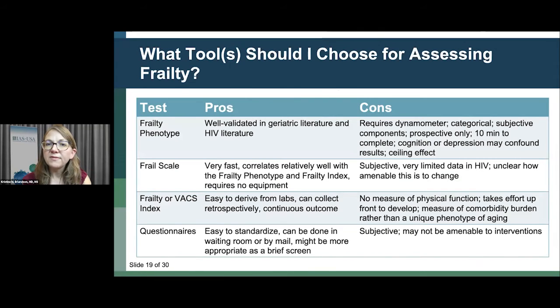Okay, I'd like to shift now to talk about a few of the tools that we use for frailty. The Frailty Phenotype is probably one of the most frequently referenced frailty assessments, but I'd also like to talk a little bit about the Frail Scale and the Frailty Index, or a similar concept as the VAX Index.